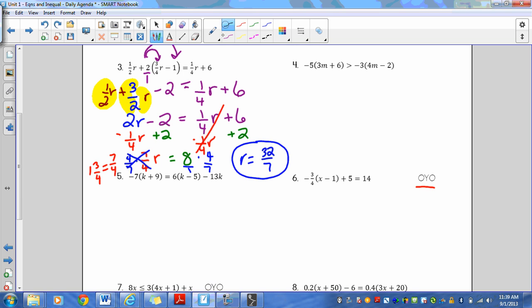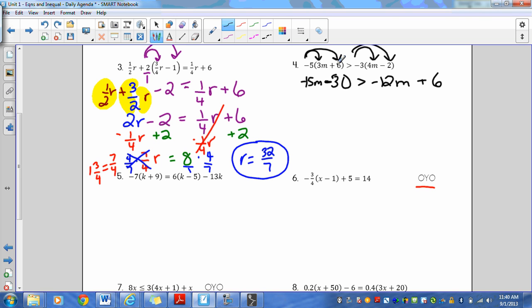Okay, number 4 has an inequality. -5 times 3 is -15m. We're going to do some distributing. -5 times 6 is -30. is greater than negative 3 times 4 is negative 12m, and negative 3 times negative 2 is plus 6. Okay, and this is the minus sign.